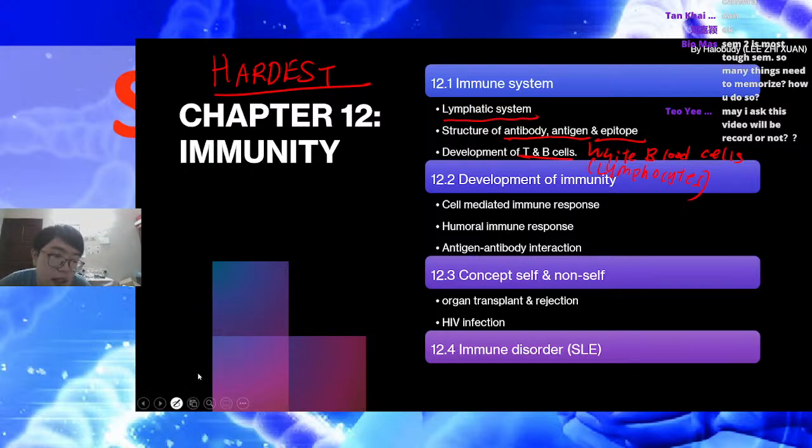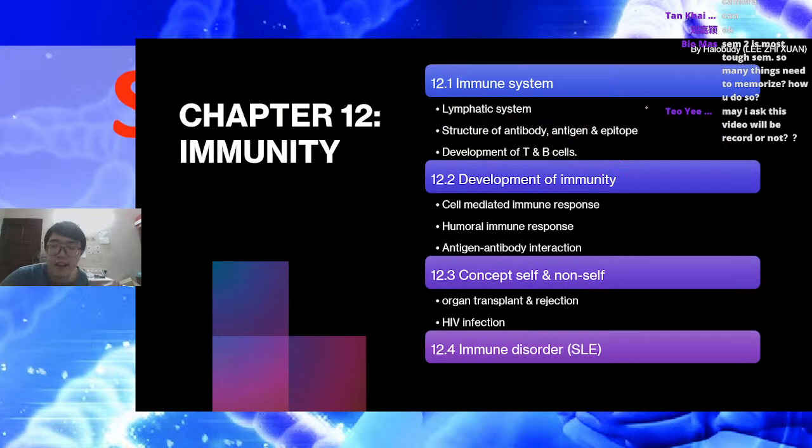Okay, so ini hanya untuk intro sahaja. Just the main components in the immune system: lymphatic system, antibody, and T cells and B cells. Then, yang ni paling penting, development of immunity. Macam mana body kita can fight against the pathogen. Kalau ada satu virus, yang paling senang coronavirus, COVID-19. Awak tengok COVID-19, virus ni dia masuk ke dalam body kita.